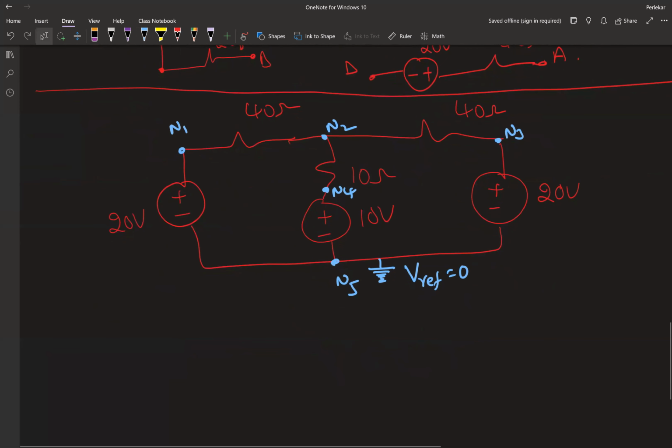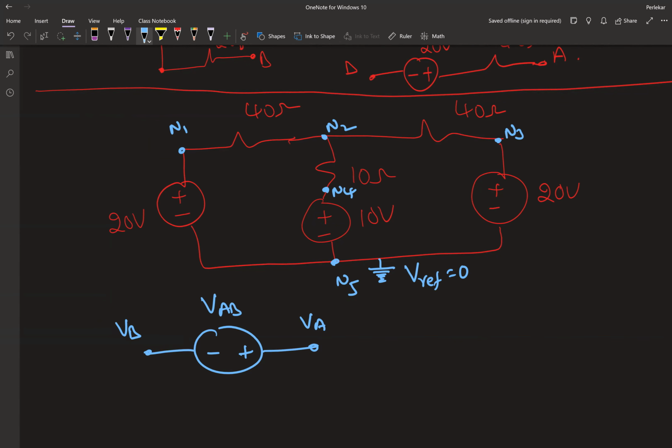I want you to remember this. If you have this as VA, this as VB, and this as VAB, then VAB equals VA minus VB, always higher potential minus lower potential. VA is the higher potential because that is positive.